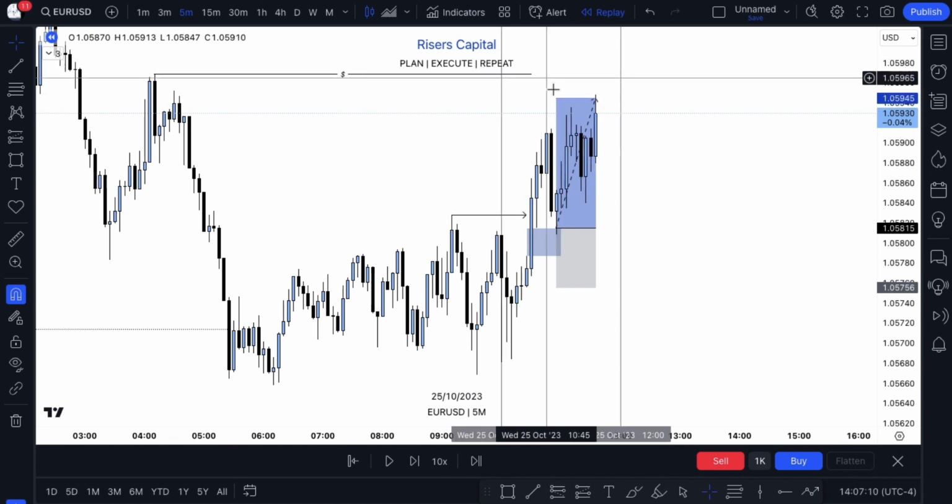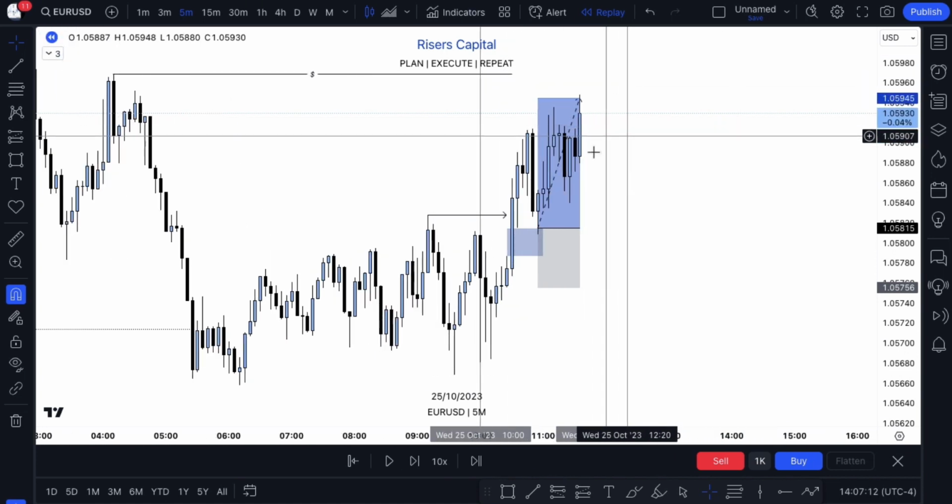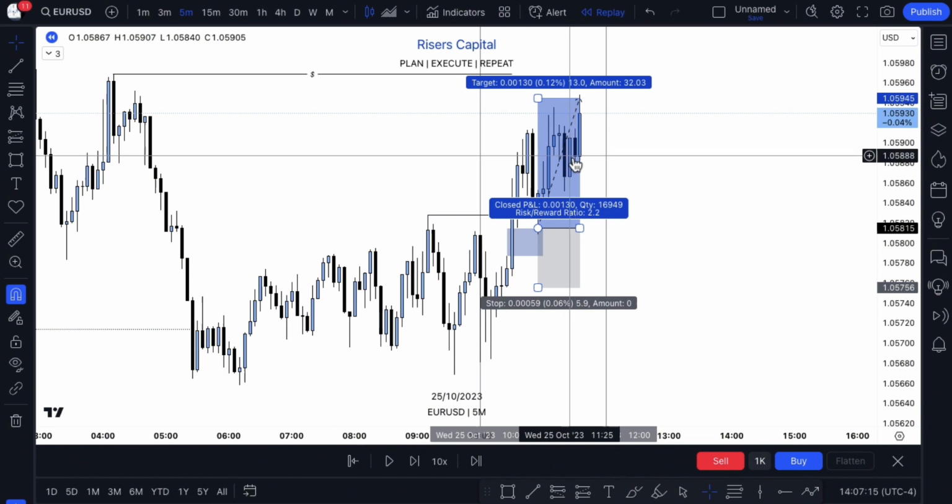You don't want to have massive targets. Now, this was a 2.2R trade, so a 1 to 2.2. That is 2.2%. Remember guys, I always say this, on a high funded account, 2.2% is a lot. On a 100k account, that's $2,200. Now, this is all you need. One or two of these trades a week is all you need.